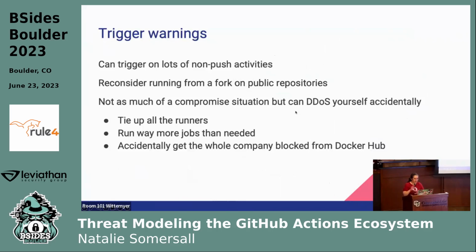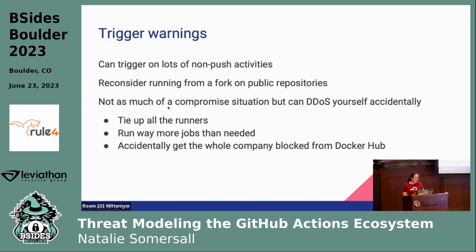And I just wanted to put a little bit here on trigger warnings, because GitHub Actions can trigger on lots of things that are not pushes. Not every CI system can do that. So if you open an issue, an action can run. If you change a wiki, an action can run. Deployment events, discussion events, release events, anything. A lot of things that aren't strictly pushing code can trigger automation. Reconsider running requests on a fork from a public repo.